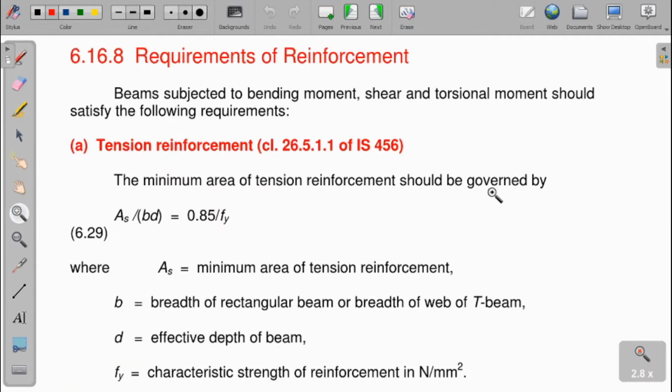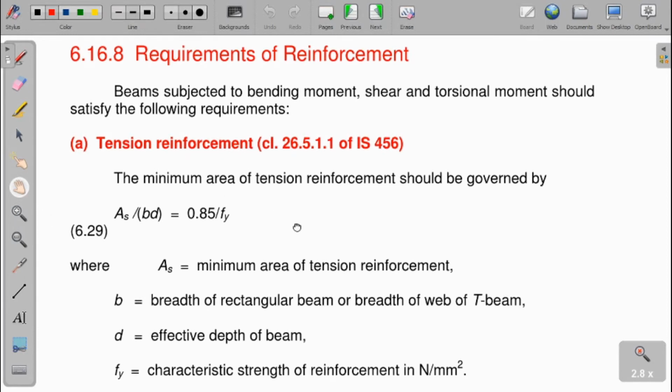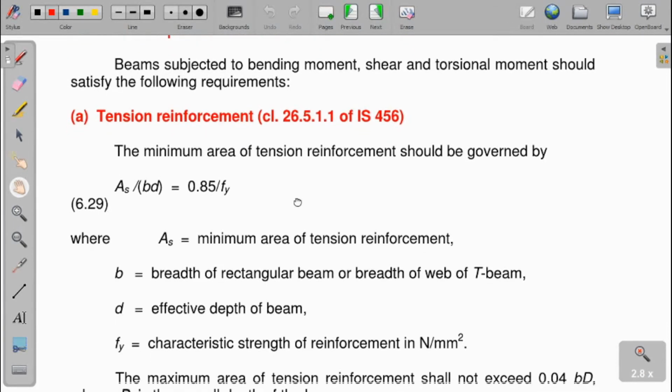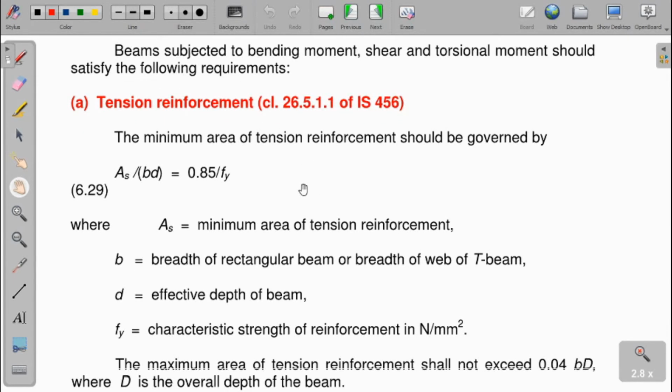Now in addition to what we have discussed above, there are some specific conditions which are to be satisfied by the reinforcement. A beam subjected to bending moment, shear and torsion moment should satisfy the following requirements. First of all, where we are providing tension reinforcement, we have to check that it is satisfying the minimum reinforcement criteria.